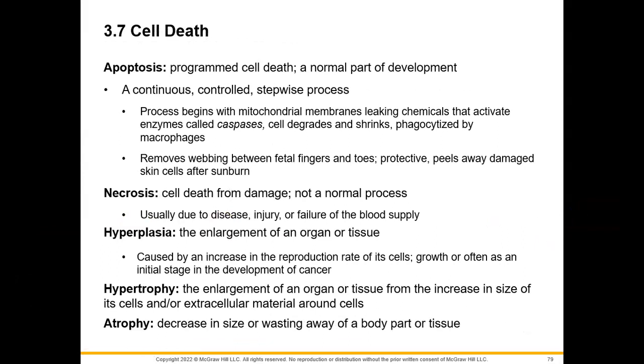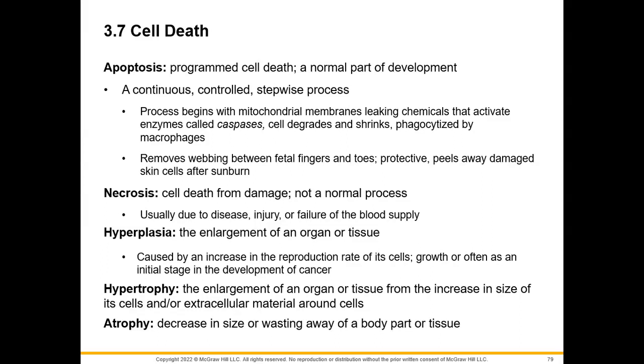Apoptosis is programmed cell death. It is a normal part of development. For example, our skin cells are designed to die and be shed when they reach the surface of our skin. Apoptosis is a continuous, controlled, stepwise process. The process begins with mitochondrial membranes leaking chemicals that activate enzymes called caspases.